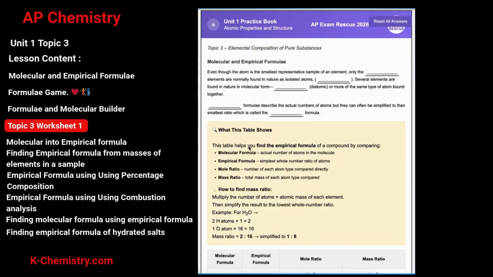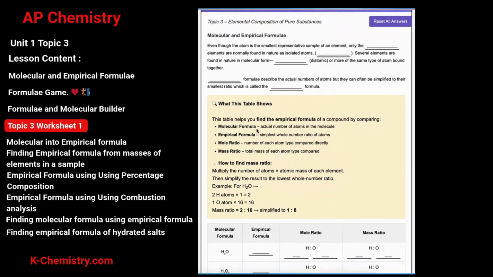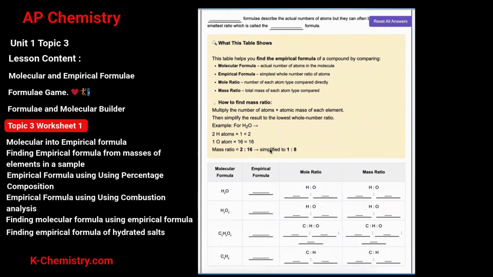So let's summarize what we did now in this table. The table helps us find the empirical formula of the compound by comparing the molecular formula, the actual number of atoms in the molecule, to the empirical formula, the simplest whole ratio for the atoms. The mole ratio is the number of each atom type compared directly. So I have hydrogen here 1 and oxygen here 1. So this will be 2 and 1. This is in the H₂O, but in the H₂O₂, the ratio is 1:1.